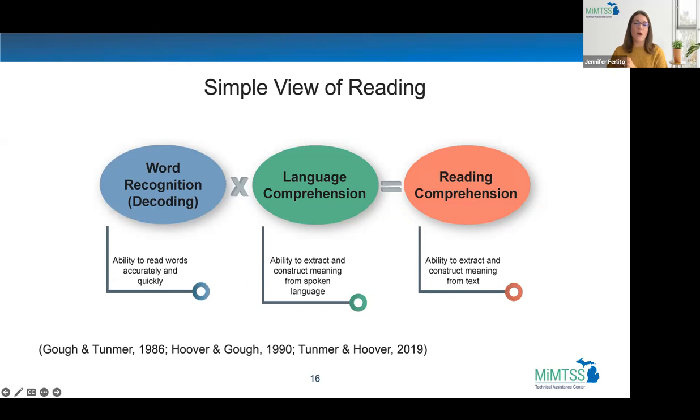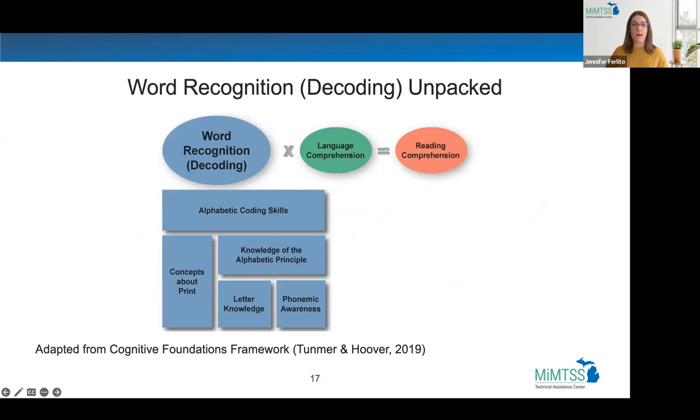So here we're going to unpack the bucket of word recognition. Underneath this bucket of word recognition, we have the cognitive capacities that underlie it. Again, this is the simple view of reading, but all of these skills are very complex. It basically describes what's going on in the brain. Even though it seems like a simple task of transforming print to the spoken word, this is very complex. A child needs to be able to understand how print works and also how speech connects to print. So alphabetic coding skills refers to having both of these sets of knowledge.